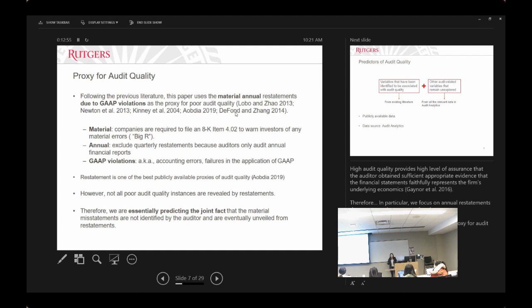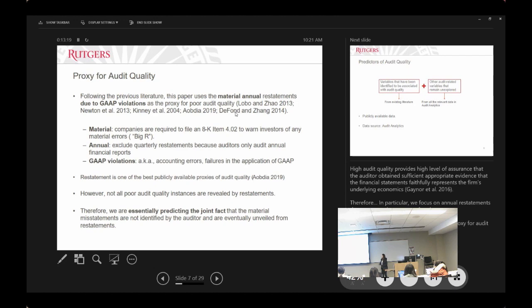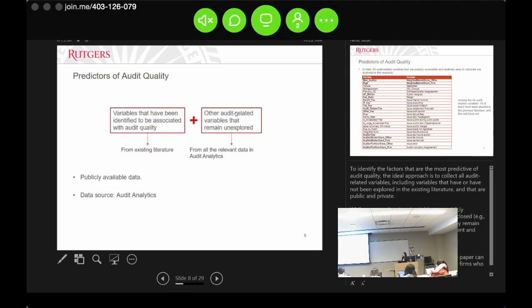But I highly encourage all of you to find more measures, because if you can solve that problem, that's going to be a huge contribution. As I said, restatement is an okay proxy for audit quality, but it has its own limitations. As Julie said, you still cannot capture other aspects of audit quality. That is a limitation of this research and many other audit quality research. This is a common issue shared in this community. We know this issue, however, this is the best we can get. So that's how we measure audit quality.